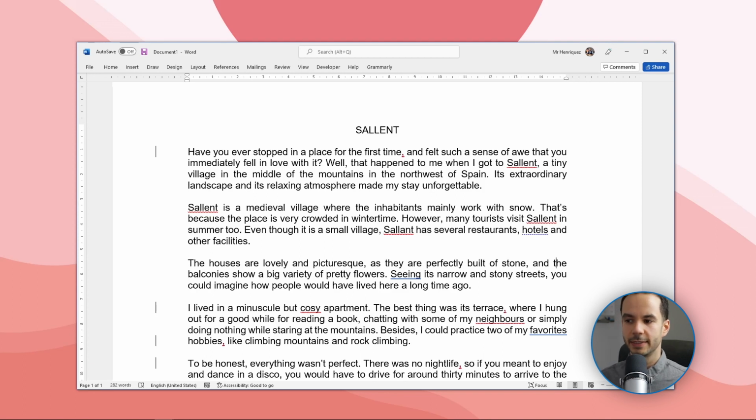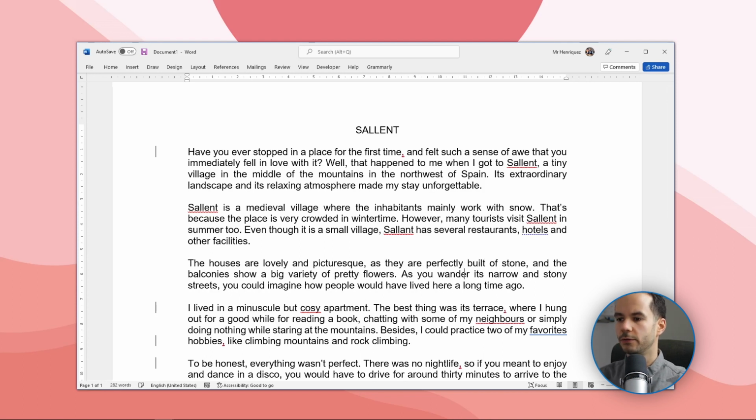Then we get seeing its narrow and stony streets, that part of the paragraph, which I really like. So I want to keep that in there. Now, as we want to add some B2 vocabulary as well, I'm going to change this part of the sentence. And I'm going to add the phrasal verb wander around. So I'm going to put it like this.